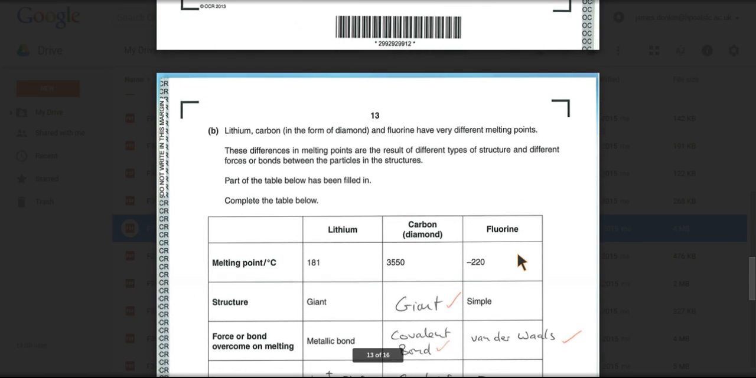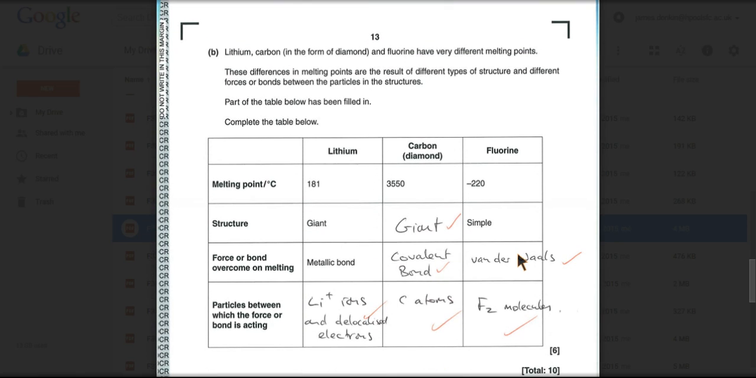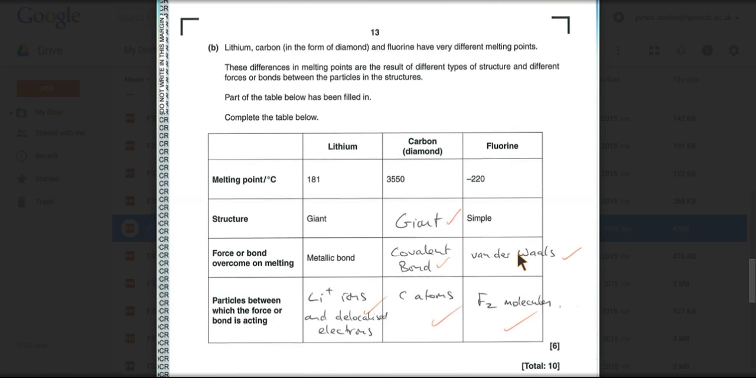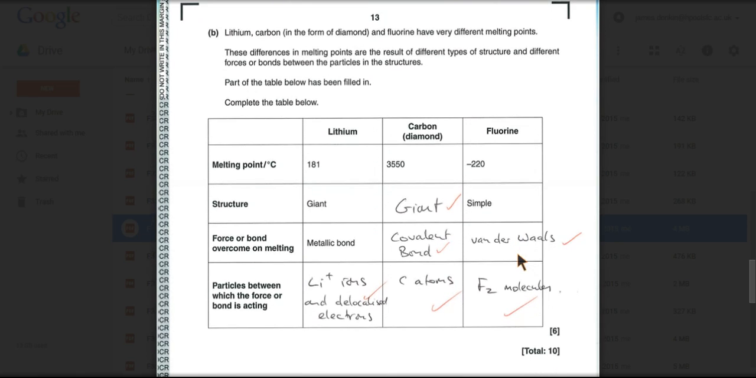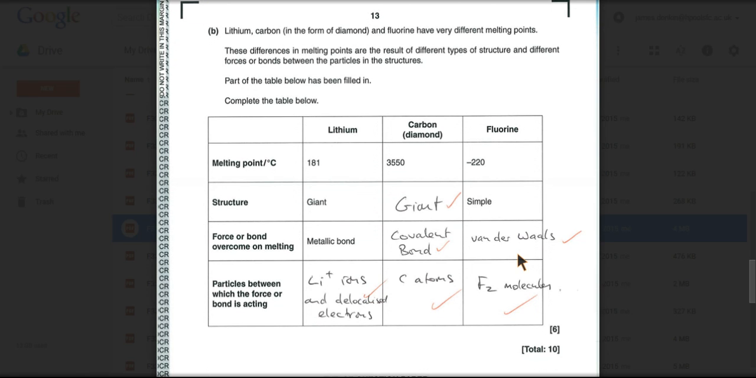And the very last part of the question, so we've got the same 3 elements, and we're now asked to fill in this table to do with melting points. So the reasons for the difference in melting points. So we're given some information, we've just got to populate the rest. So the first thing, we've got to state the structure for carbon diamond. So it's obviously got a giant structure.